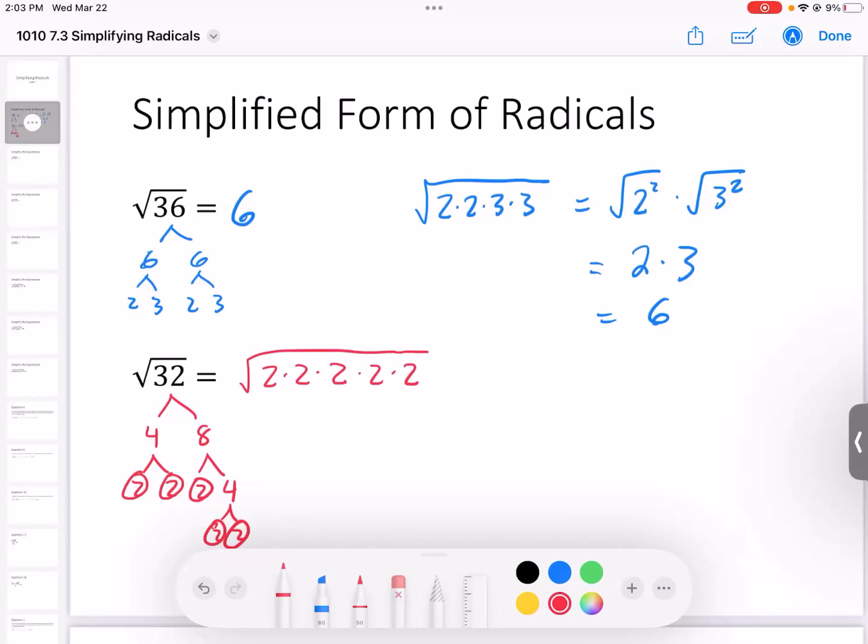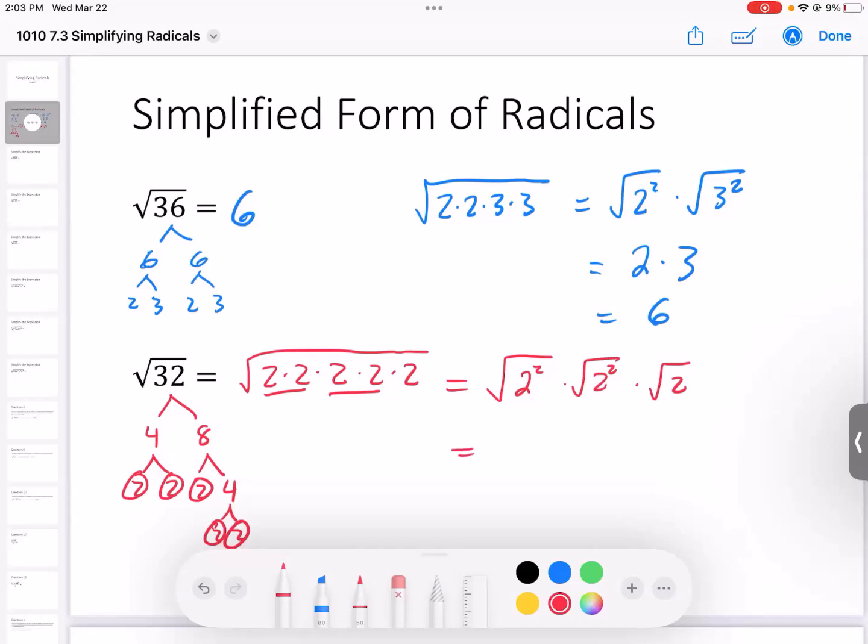Okay, so now since I'm doing the square root, I want to look for squares because square roots and squares undo each other. So I'm going to basically look for pairs of factors, and I can rewrite this as the square root of 2 squared times the square root of 2 squared times the square root of 2. So this pair of 2's became the 2 squared, this pair of 2's became this 2 squared, and then this 2 didn't have another 2, so it's not 2 squared, it's just a 2.